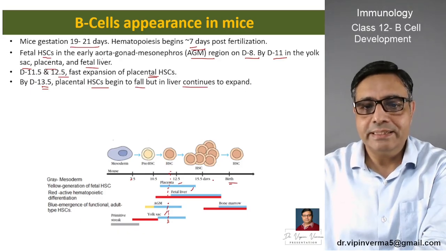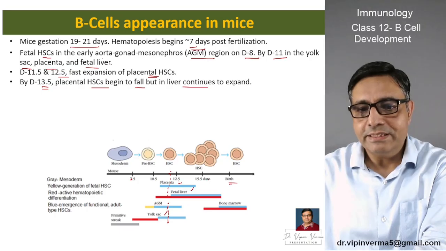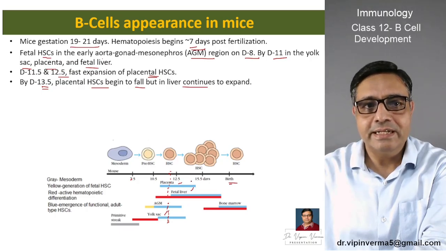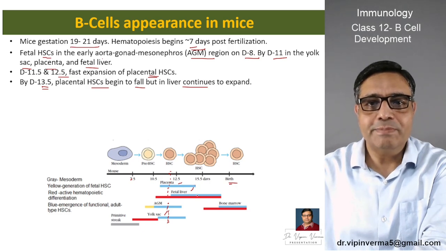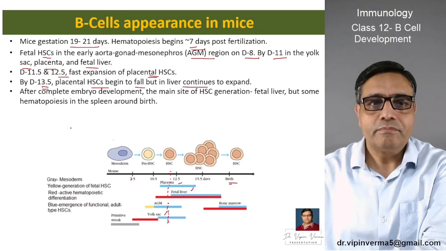expand. So if you can see here, around this is 12.5, this is 15.5, somewhere here at 13.5, the placental hematopoietic stem cells are declining. Okay, so slowly they will stop here, but the fetal liver continues. All right, the expansion continues here.